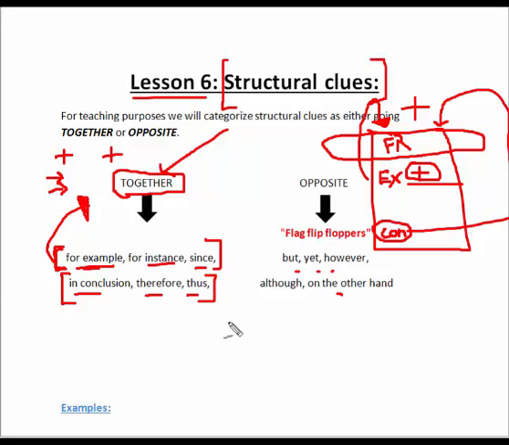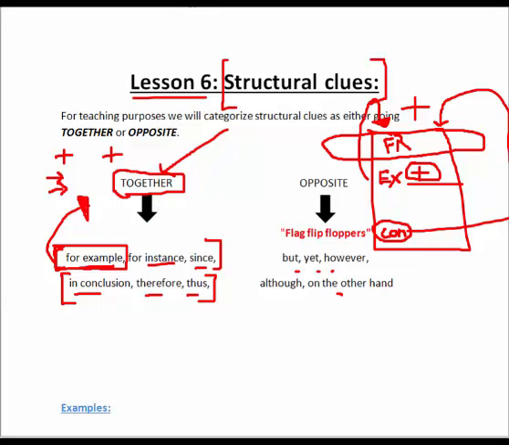For our purposes, what we want to do here is we want to simply put a circle around our structural clues to identify that we realize that the author is doing something here. It's kind of like a landmark. It's like a road sign. You circle this, and now you understand what's coming next.